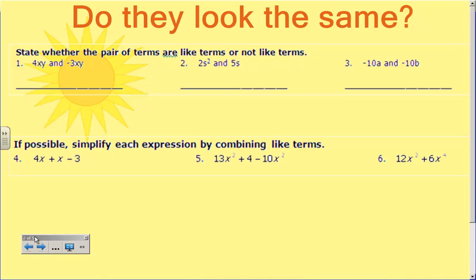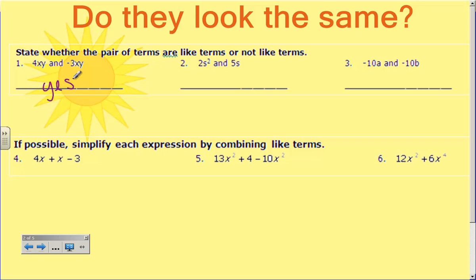So let's practice putting some like terms together. First of all, we just have to decide if the terms are like or not. So look at number 1. You have 4xy and negative 3xy. Look at only the variable part. The coefficient, that number in front, does not matter. It can be whatever it wants. As long as the variable part of the term is the same, then they're like terms. So yes, these are like because they're both xy's.